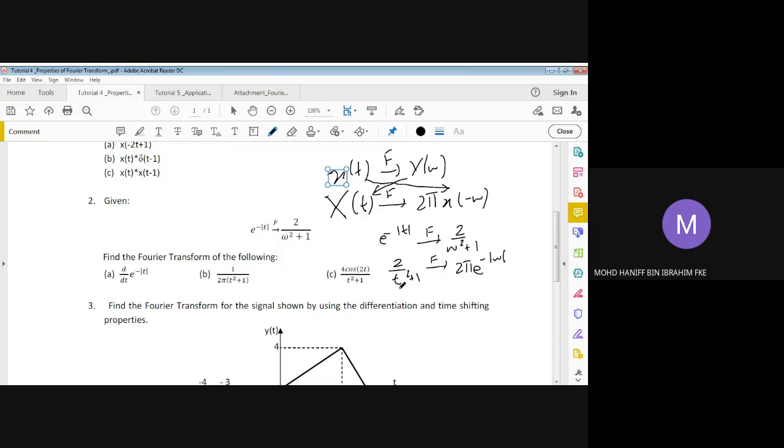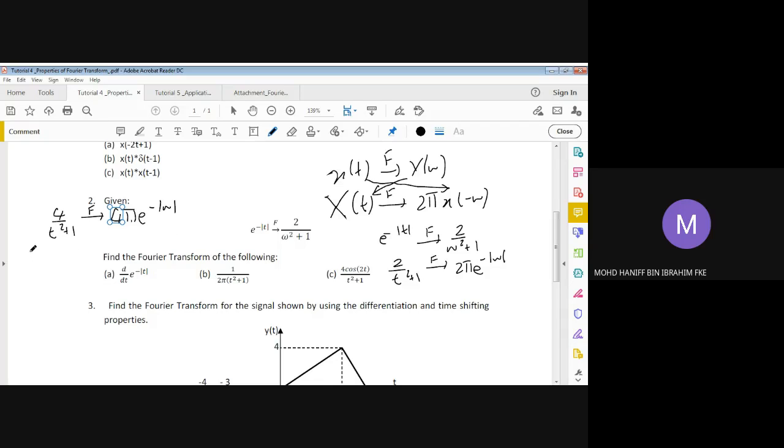Then we have 4 cos 2t over t squared plus 1. From here, I can write that for 4 over t squared plus 1, the Fourier transform is simply 8 pi, sorry, 4 pi, I apologize, that's my mistake. It should be 4 pi, because we multiply by 2, and this should also be multiplied by 2 based on the linearity property. We are going to have 4 pi exponential of negative modulus omega.